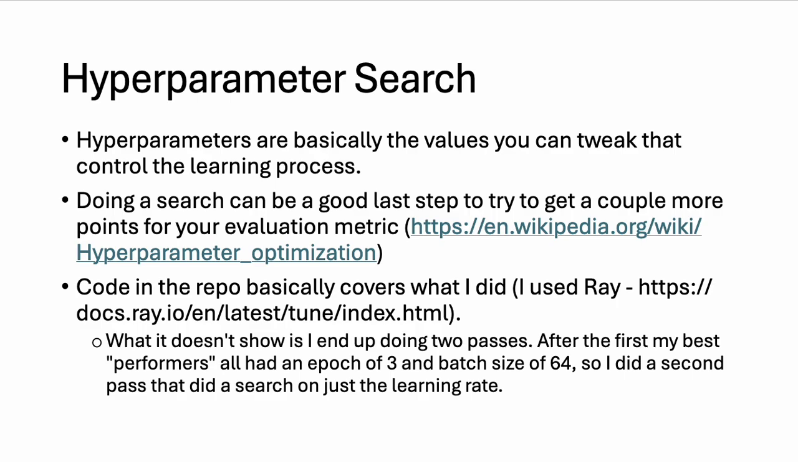What the repo doesn't show, though, is after I did my first pass at hyperparameter search, most of my best performers all had an epoch of 3 and a batch size of 64, and I ended up doing a second run where I only did a search across the learning rate using those values.